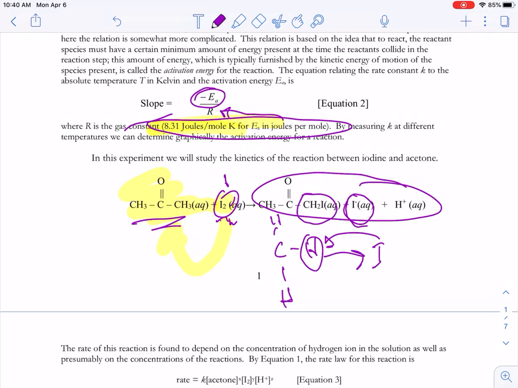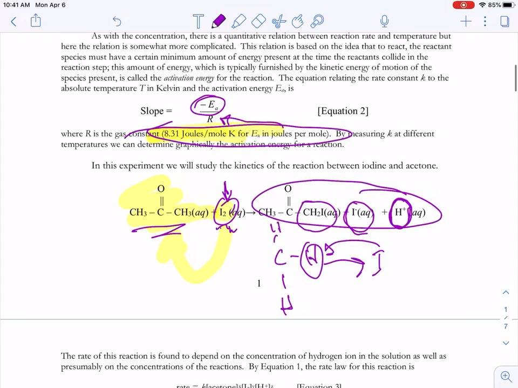So we can't physically measure the concentration of the acetone because it's a clear solution. So what we're going to do is take advantage of the fact that the iodine is being consumed. That's going to go and form this molecular structure over here. Now, here's what's going to be important. You're going to be kicking out hydronium ions. Now, at this point, you're going, wow, okay, so the hydronium ions are a product.